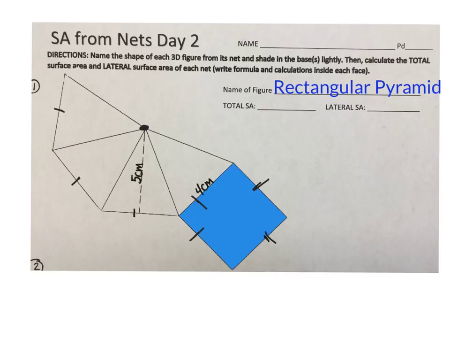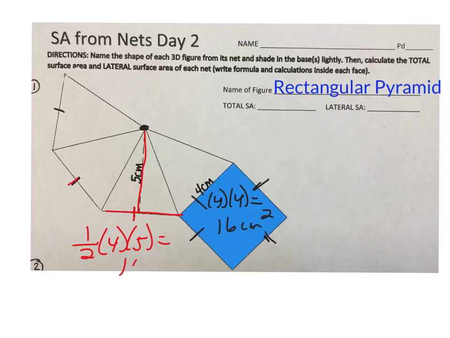Now let's go ahead and do the calculations. So the base, 4 times 4, because it is a square, is 16 square centimeters. Now let's calculate the triangles. Because these are equal, and it has the hash marks for these also, that means they are also 4s. So this is a base of 4 and a height of 5. So 1/2 times 4 times 5, which gets you 10 square centimeters for 1.